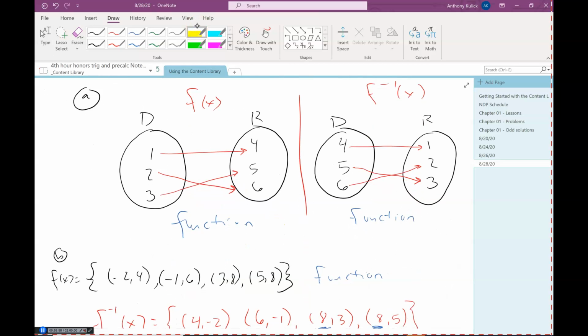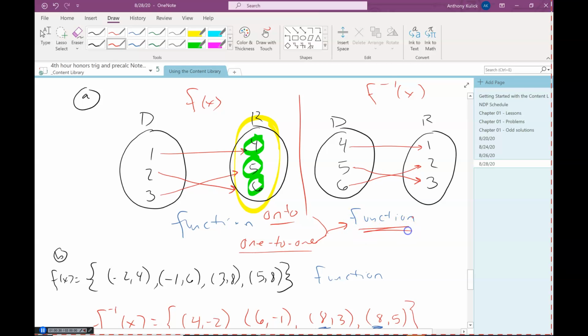So looking at this example A, if I look at f of x, all the ranges got used, right? Everybody agree with that? They all have an arrow going to them. So we have onto. Each of the y values is used just one time. So we know it's 1-to-1. Those two things together guarantee that f inverse is a function. Everybody's okay with that idea? Let's look at example B.